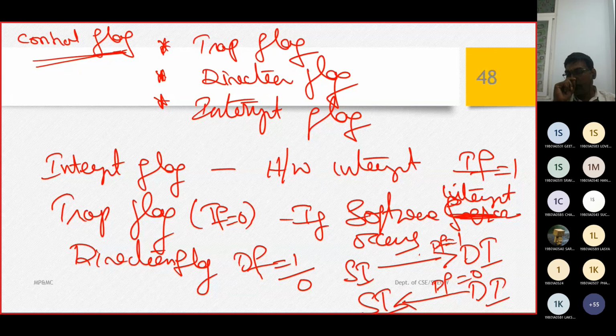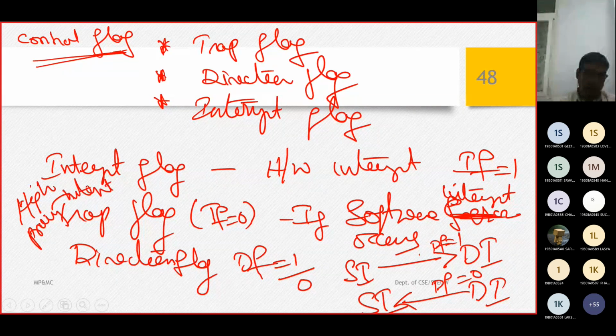If there were problems with the trap flag, that is, syntax errors are there, semantic errors are there, language specific errors are going to arise. So in the program code there are some bugs. At that point of time, the trap flag is going to be high. So trap flag, we are going to call it a high priority interrupt.